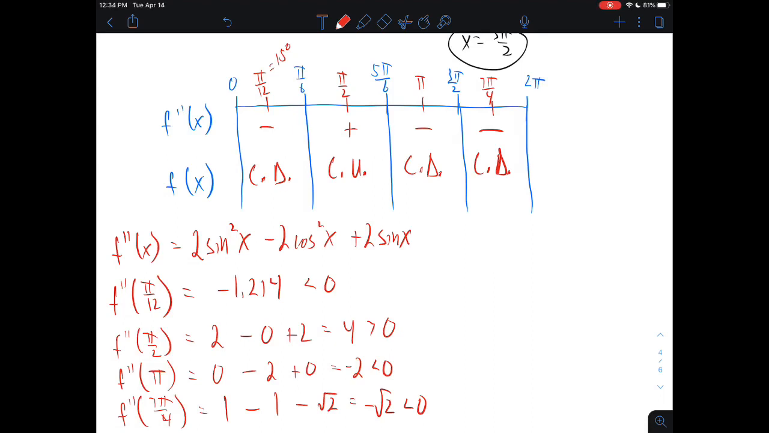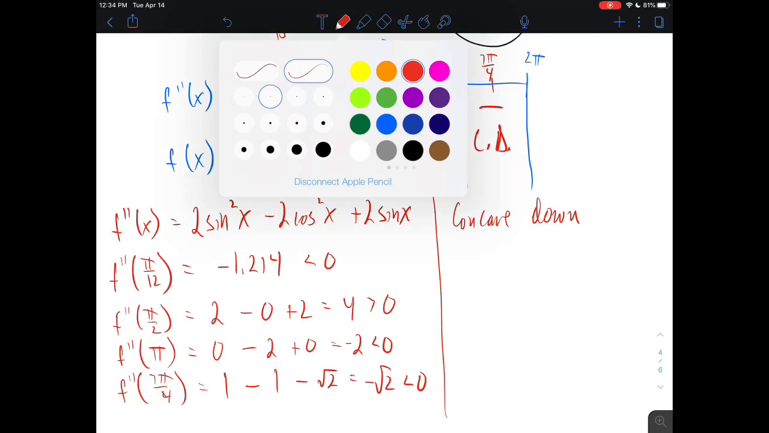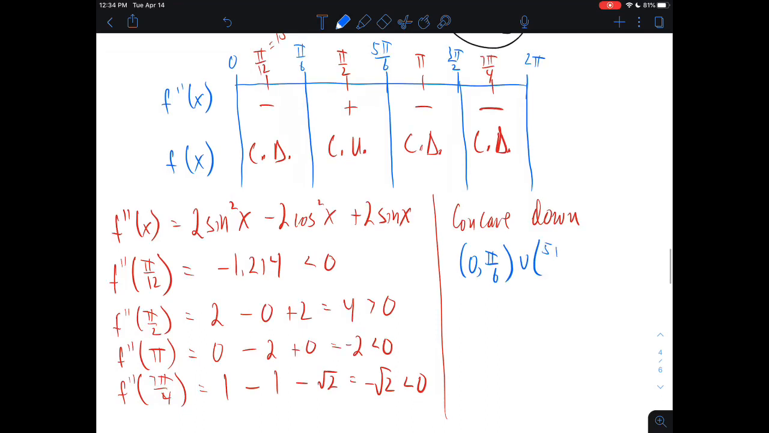So summarizing all of this, we can see our intervals where the function is concave down are the intervals 0 to pi over 6, union 5 pi over 6, and since it goes all the way through to 2 pi, we can say all the way to 2 pi. And then concave up, there's just one interval for that. That's from pi over 6 to 5 pi over 6.